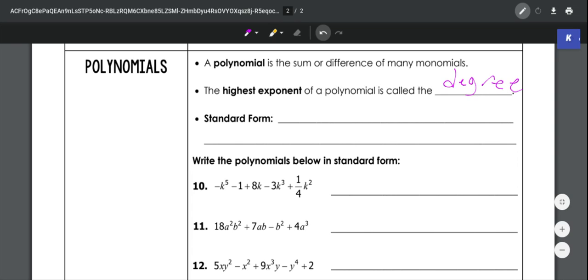And then standard form is always written, we take our exponents and write them greatest to least.